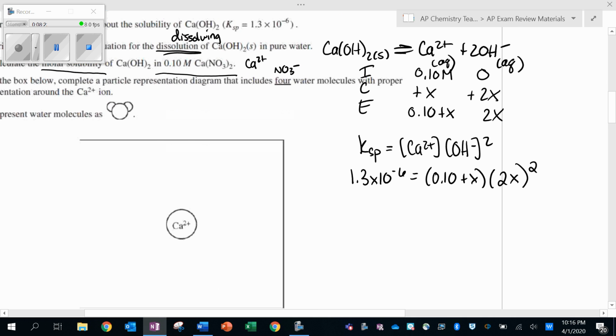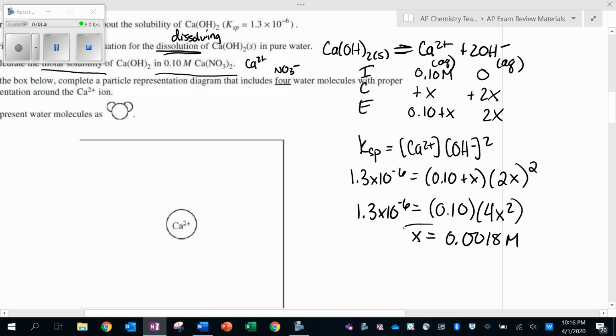And then as we simplify this, because K is small, we can assume that this difference is insignificant. So 0.1 plus x, we can assume that is just 0.1. And then 2x squared becomes 4x squared. So we should be able to work our way through here and solve for x. And when you do that, you should get that x is 0.0018. And that is what we're looking for when someone asks us, what is the molar solubility?